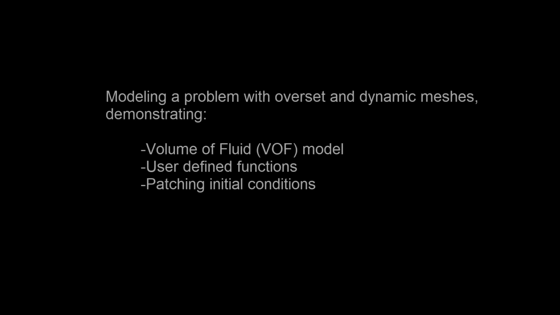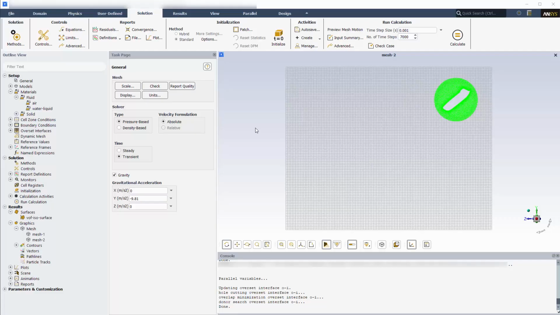In this video, I'll be demonstrating the use of overset and dynamic meshes with the volume of fluid, or VOF, model. This simulation is of a simplified lifeboat launch. The lifeboat is being launched from a height of just over 100 feet, and we're using Fluent to predict the linear accelerations experienced at the bow and stern of the lifeboat.